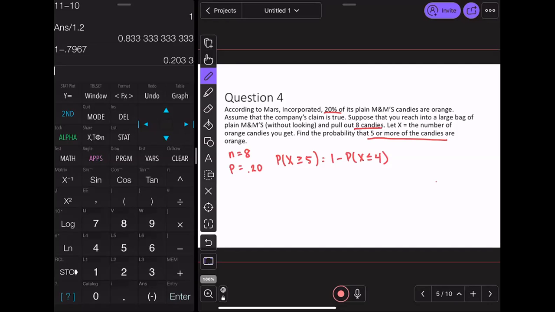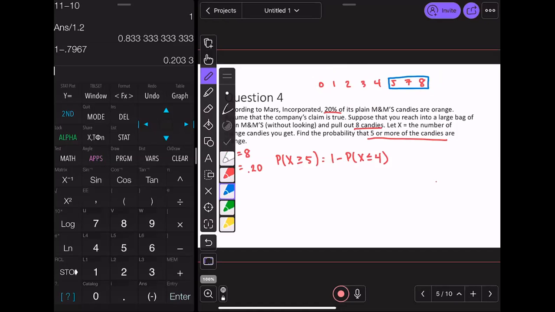Because if you think about it, if you're pulling out 8 candies, these are the only options for how many orange candies you can pull out. You can pull out 0, 1, 2, 3, all the way up to 8. If we're trying to find the probability that it's 5 or more, this is what we're looking for. The thing is, our calculator only gives us less than. Our calculator will only give us 5 or less. So in order to get 5 or more, remember that these probabilities always add up to 1. So that's why we write it as 1 minus whatever the leftover is. The leftover is 4 or less. So that would give us the amount that we're looking for.